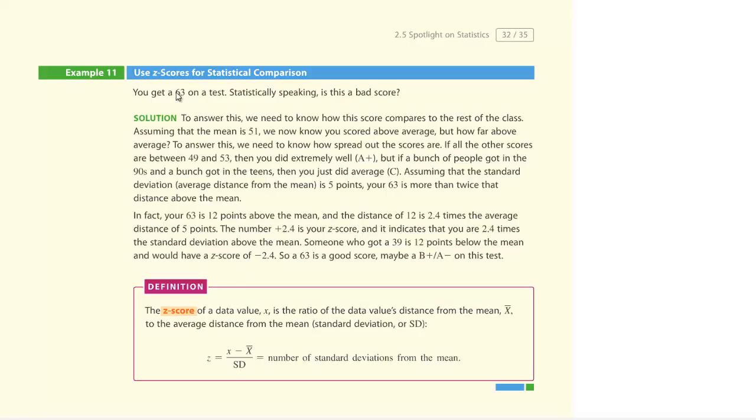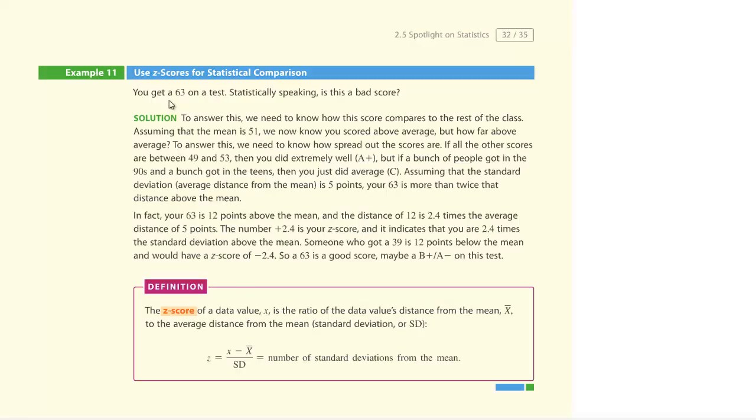So let's say you get a 63 on a test. You want to know, is that good or bad? Well, it all depends on what's the average and what's the standard deviation, right? I mean, it could be 63 out of 63, and then obviously that's really good. Could be 63 out of 500, and that's obviously not very good at all. But maybe 63 out of 500 is still pretty good because maybe the average is only 50, right? So it all depends on what's going on.